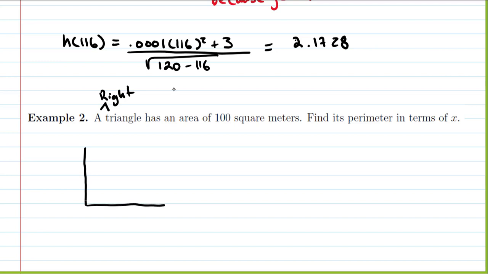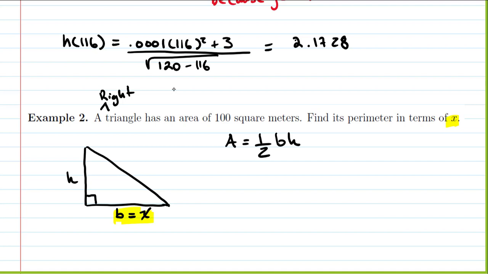So I'm going to draw a picture of my right triangle. And I know that its area is 100 square meters. So our area formula for a triangle is 1/2 its base times its height. So if I call this my base and this my height, it wants me to find its perimeter in terms of x. So I'm going to let my base be x, because it told us to use this parameter. So I'm just going to define my base to be x.